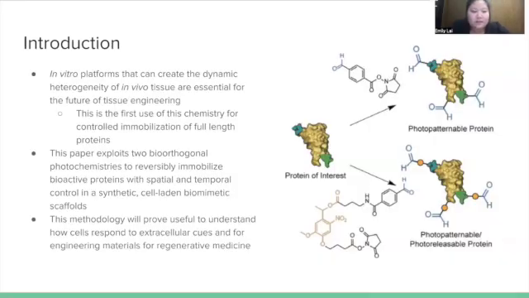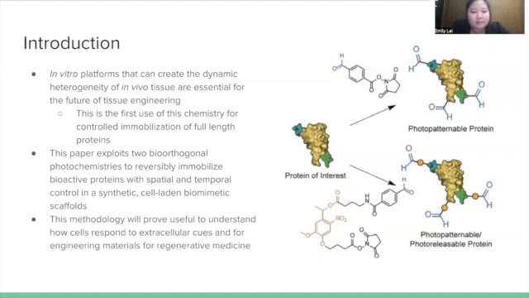In vitro platforms commonly used lack the dynamic heterogeneity of in vivo tissue. In vitro platforms that are able to capture this dynamic heterogeneity are essential for the future of tissue engineering. The type of chemistry used in this paper is the first use for the controlled immobilization of full-length proteins.